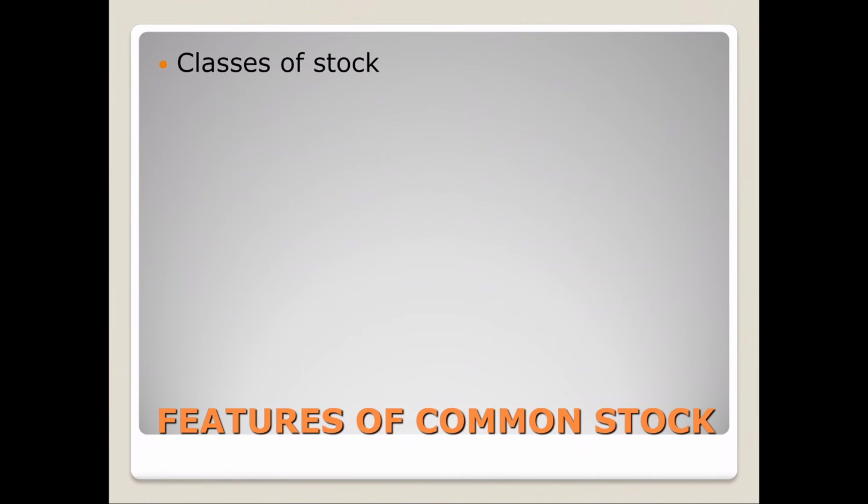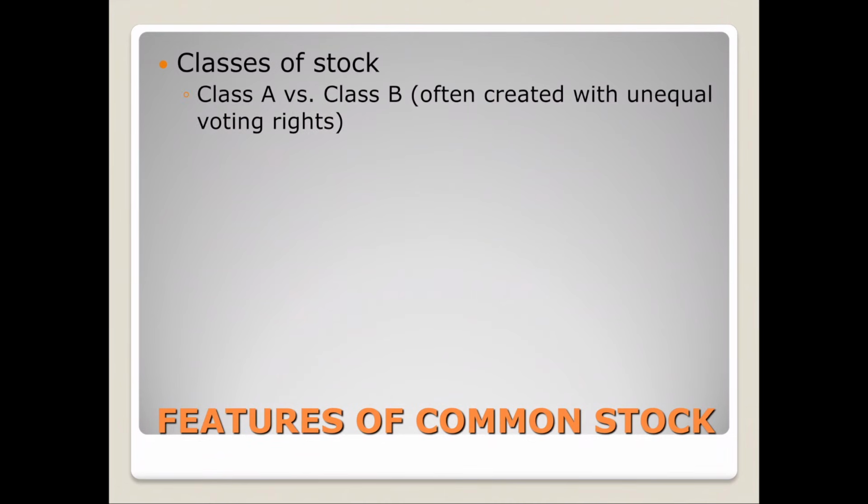Other features of common stock: oftentimes there are different classes, typically created with unequal voting rights. So Class A versus Class B. For example, let's say Class B stock could not be publicly traded where Class A is, but Class B would have more voting power. So Class A is publicly traded, 1 share, 1 vote. Class B is not publicly traded, maybe it's 10 votes per share. And so what you could do is have company insiders hold the Class B shares so that they can still have more control over the company and its directives.